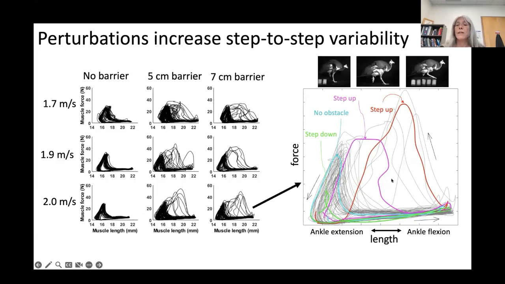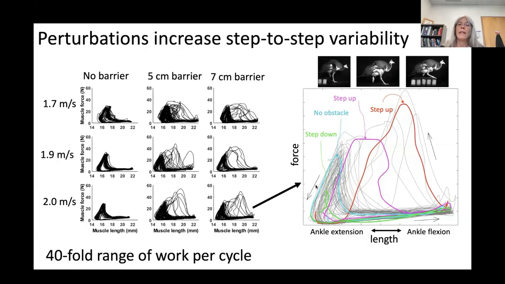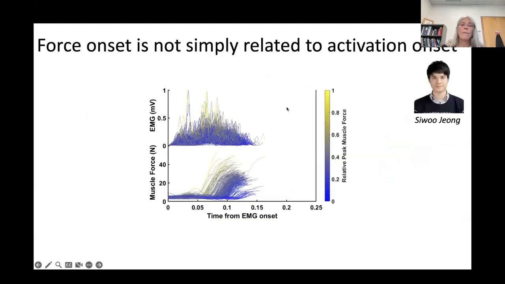And it turns out that there's up to a 40-fold difference in total work between strides stepping up onto the obstacle and strides stepping down. So the question is whether we could replicate this in ex vivo experiments by exposing the muscles to these different strain trajectories with constant activation.